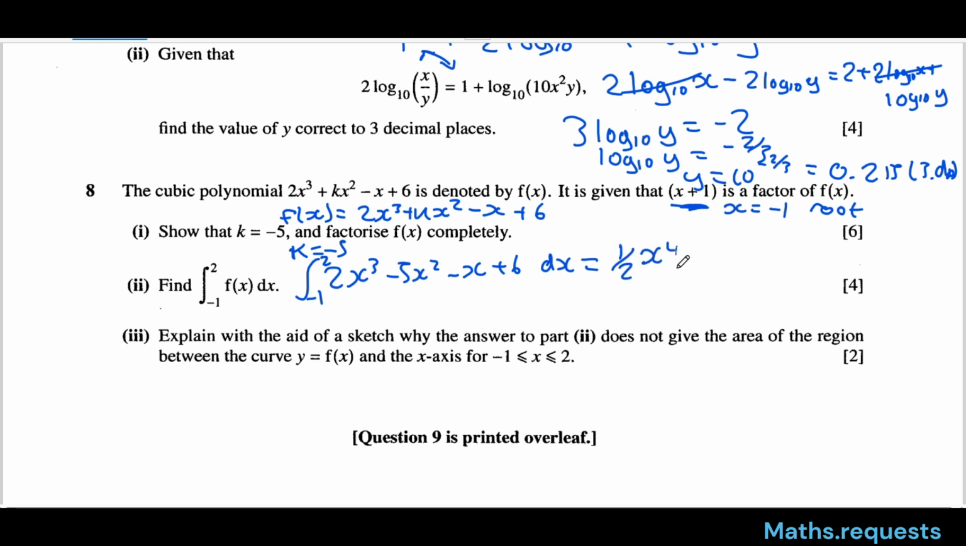So we get a half x to the power 4, then repeat this, so minus 5 over 3 x cubed minus a half x squared plus 6x. And then of course, upper bound 2, lower bound minus 1.